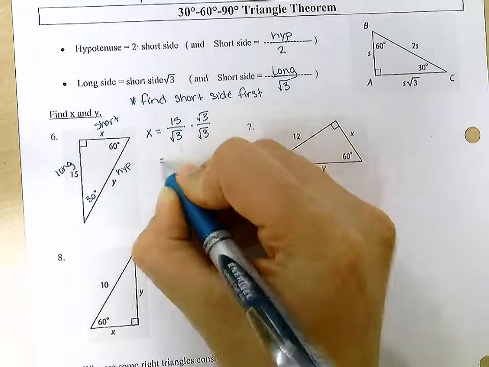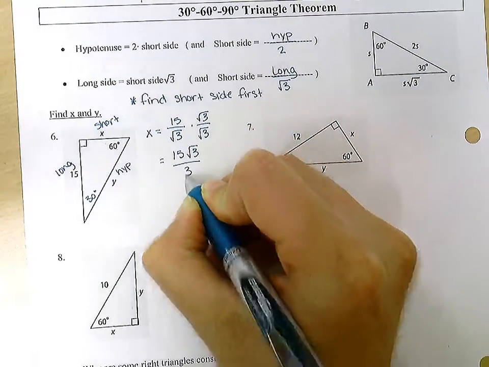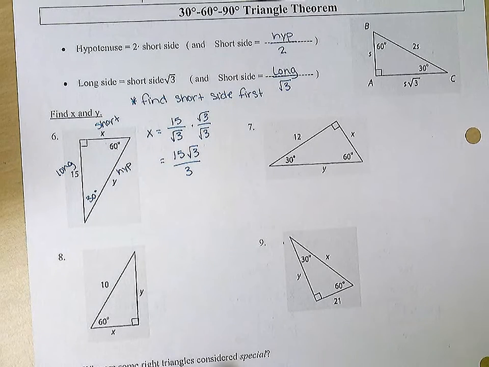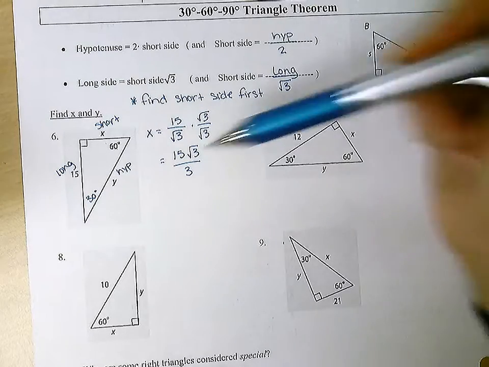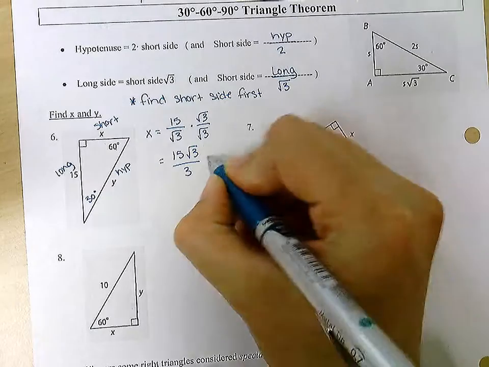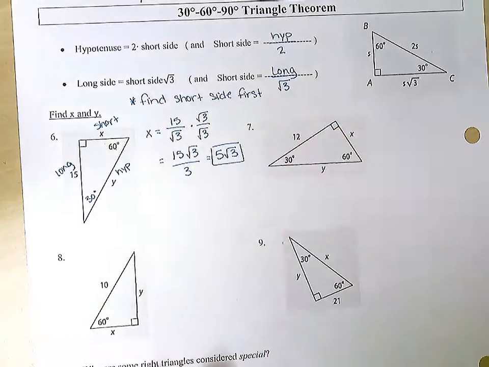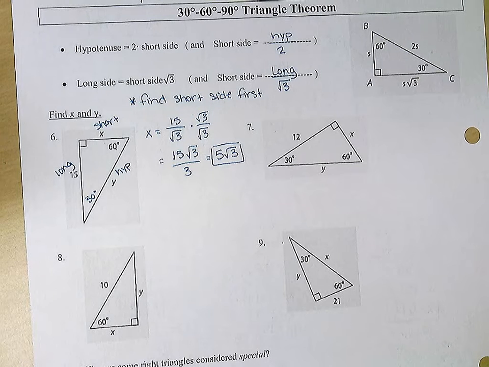Multiply straight across. So we have 15 times the square root of 3 over 3. Remember, when I multiply square root of 3 times square root of 3, you just end with 3. From here, I can divide this 15 by 3. What do I get? So our x value, or short side, is 5 times the square root of 3.